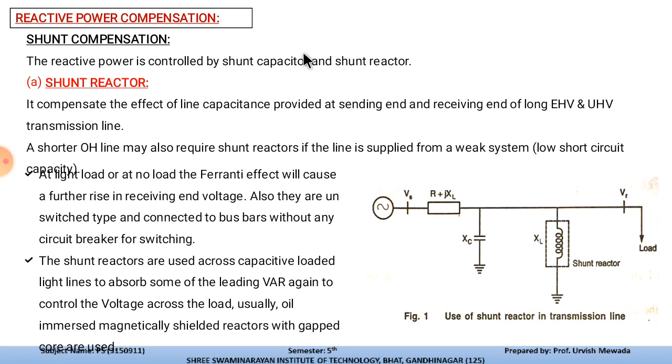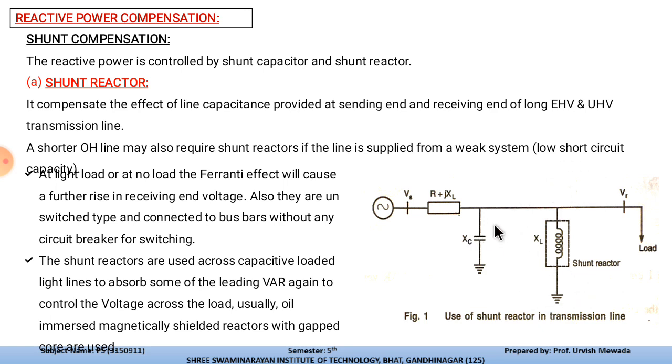So here the reactive power compensation can be done with the help of shunt compensation. In shunt compensation, the reactive power is controlled by the shunt capacitor and the shunt reactor. So first of all we will discuss the shunt reactor. In shunt reactor, shunt means parallel and reactor means inductor. So to compensate the power using an inductor, using the shunt reactor on the transmission line, we can control the receiving end power. Now why we require this shunt reactor to compensate or to control the reactive power of the system.